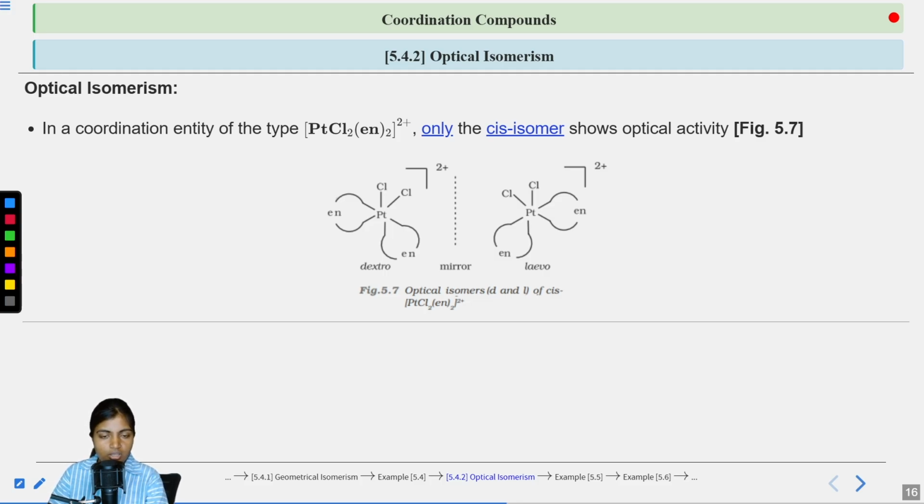And you can arrange it like this also and like this also, dextro and laevo form respectively, by putting a mirror in between and getting the mirror image of one. Okay, so dextro and laevo forms are non-superimposable, and they are the cis isomer of platinum Cl2 en twice, whole 2 positive complex, which is showing the optical activity like this in the form of dextro and laevo. Okay.